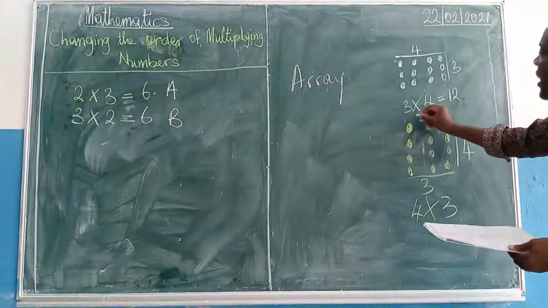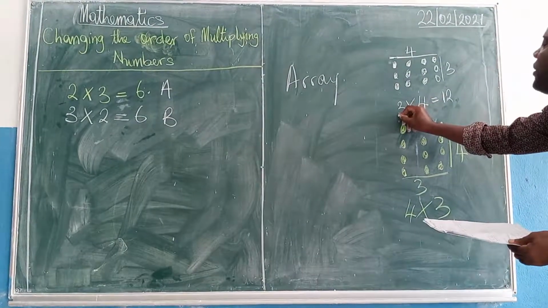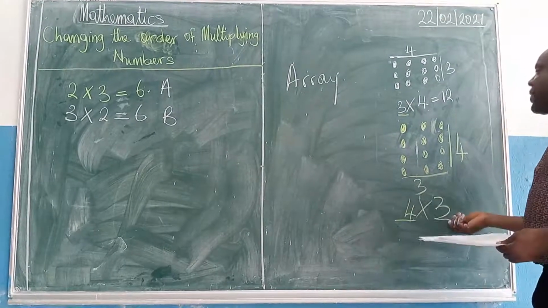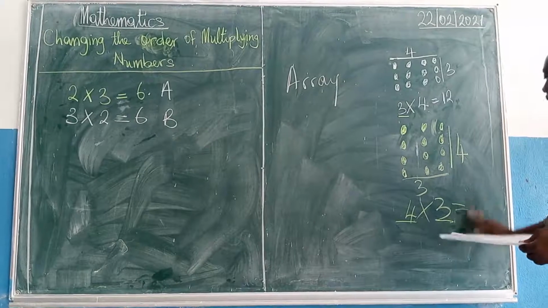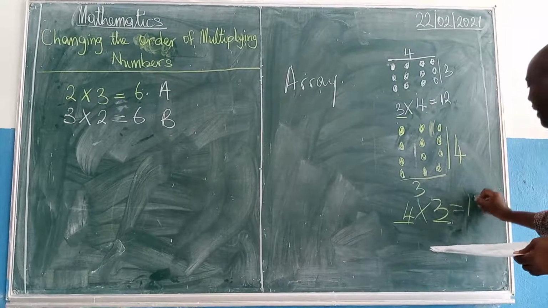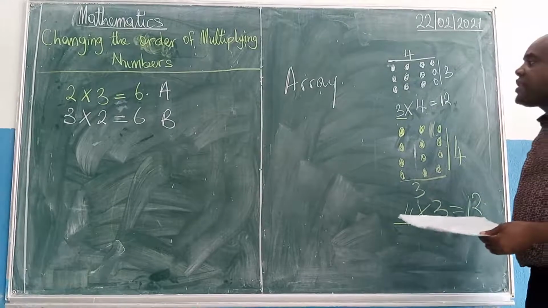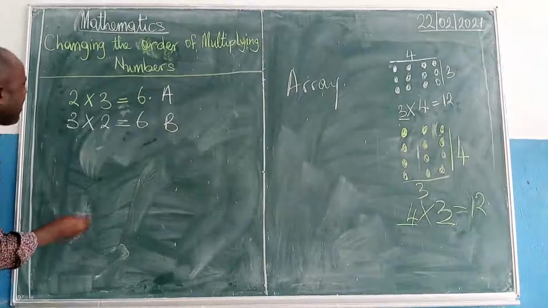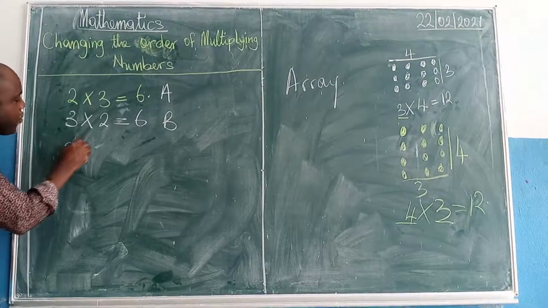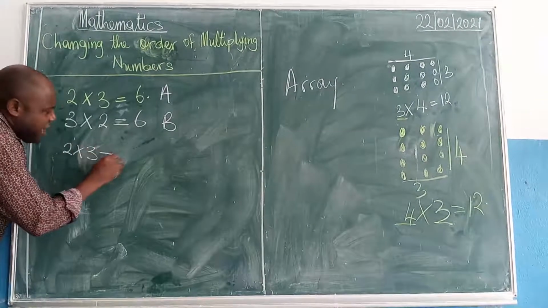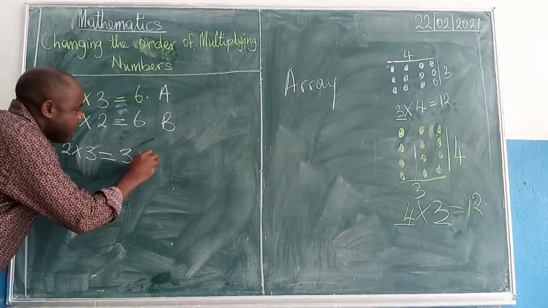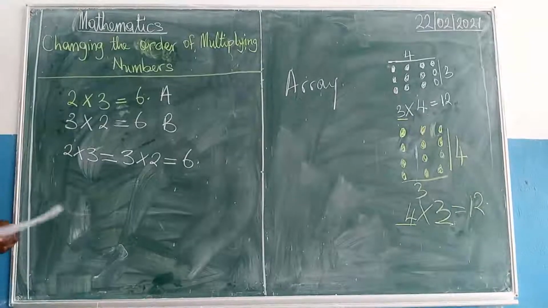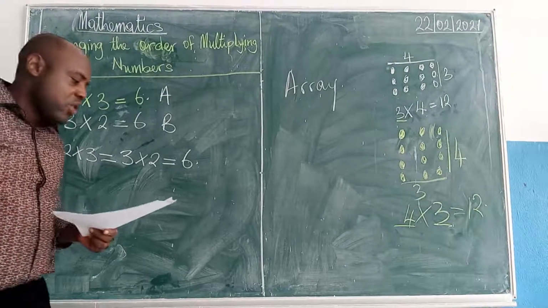If we look at here, 3 is in front before 4. But this way, 4 is in front before 3. But at the end of the day, the product still came out to be 12. This tells me that if I bring it back to the first example we have, 2 times 3 is equal to 3 times 2, which is the same thing as 6. That is the array method.